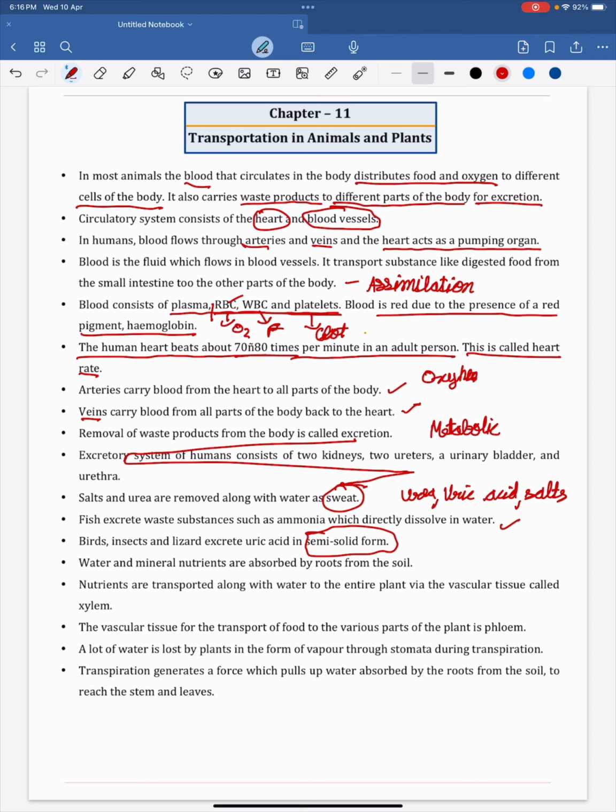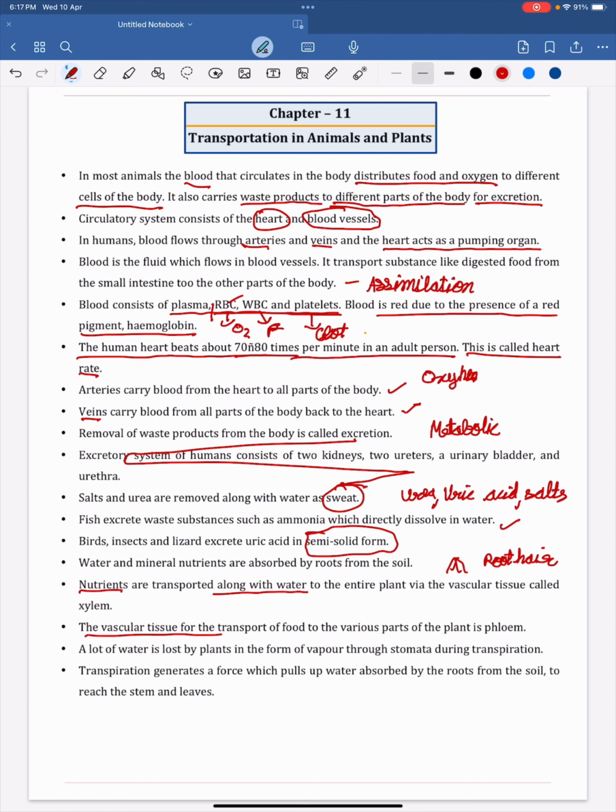Water and mineral nutrients are absorbed by roots from the soil. So we know that roots are the main parts of the plant, and these absorb the nutrients, minerals and water from the soil by some structures known as root hair. Nutrients are transported along with water to the entire plant via the vascular tissue called xylem. So root hair absorb water from the soil through vascular tissues called xylem.